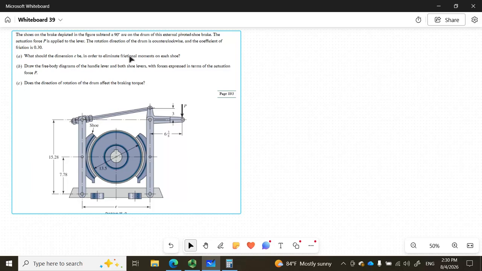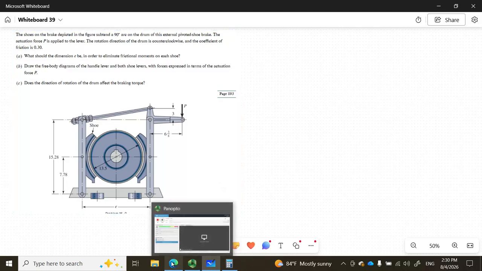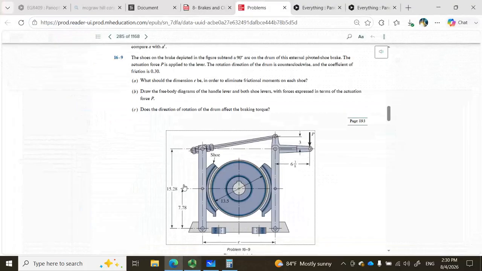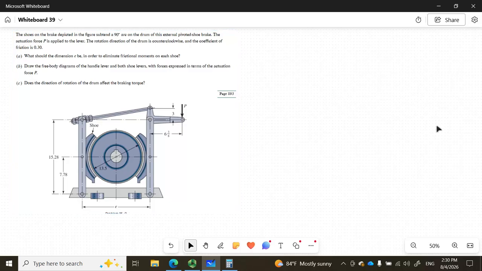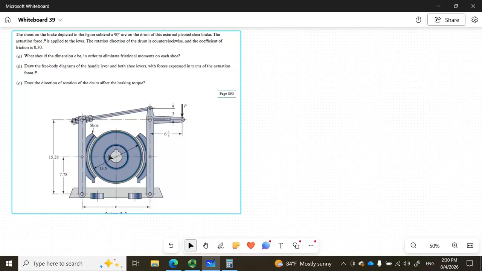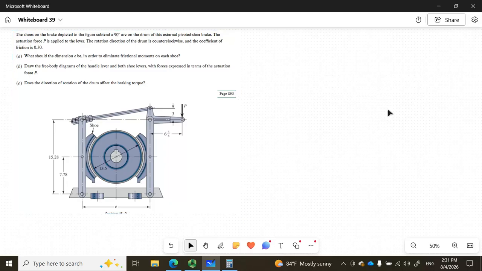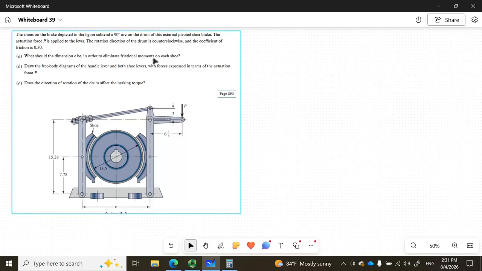do this problem. So let's see first the statement. It says the shoes on the brake depicted in this figure subtend a 90 degree arc on the drum of this external pivoted shoe brake. It's rotating counterclockwise. The actuating force P is applied to the lever, you see here, and then the rotation is counterclockwise, as I said, and then the coefficient of friction is 0.3. What should be the dimensions E in order to eliminate friction moments on each shoe?